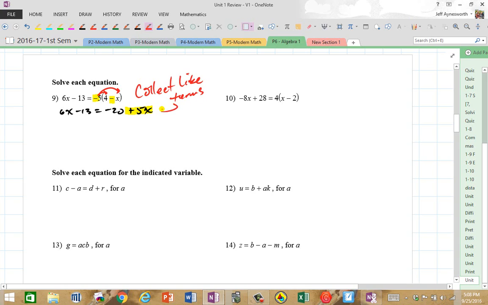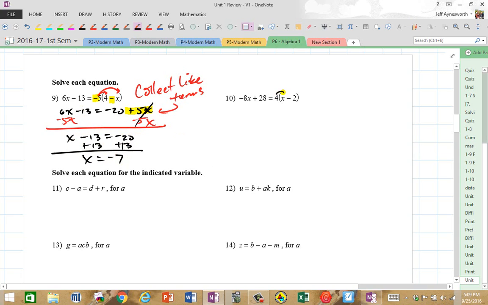All right, I'm going to collect like terms. So I'm going to add the opposite of both sides. I get x minus 13 is equal to negative 20. These cancel right here. 6x minus 5x is x. Minus 13 equals negative 20. Add the opposite again. And you get x is equal to, let me see, a negative 20 plus 13. Well, that's a negative 7. All right, so x equals negative 7.